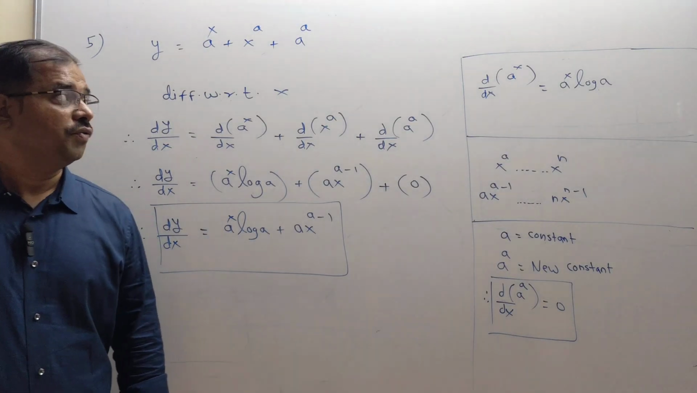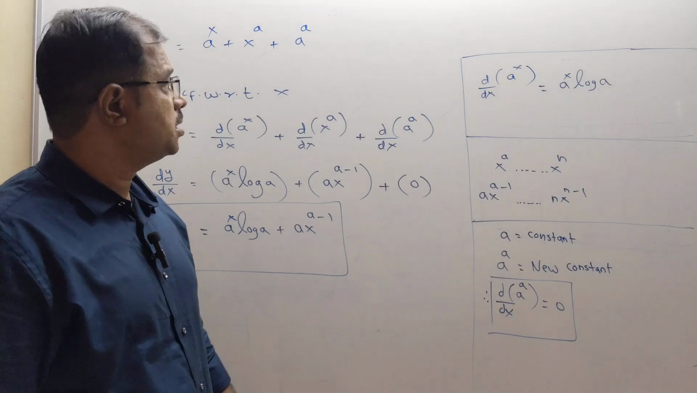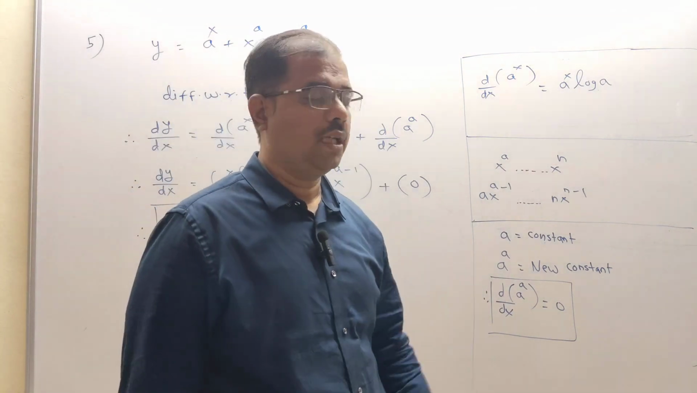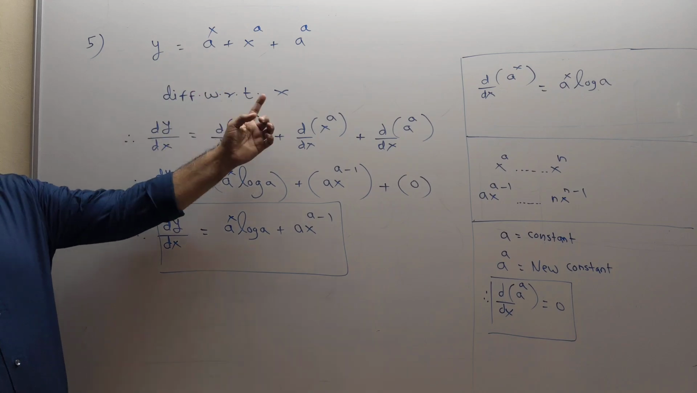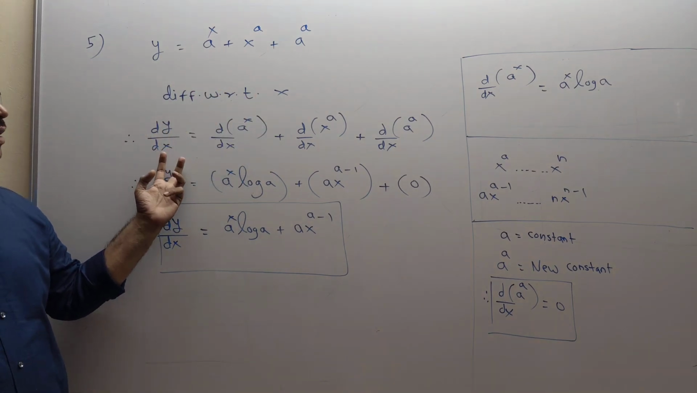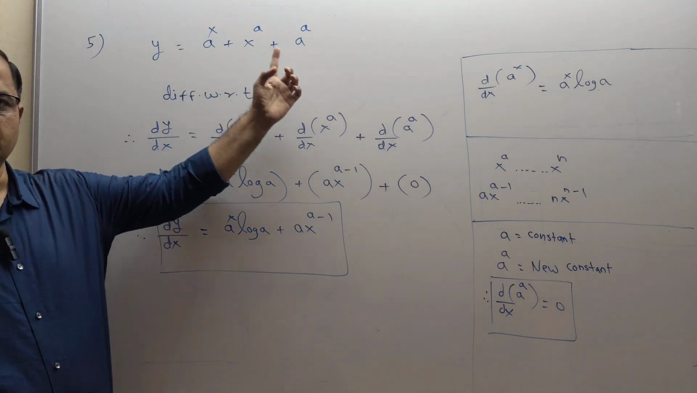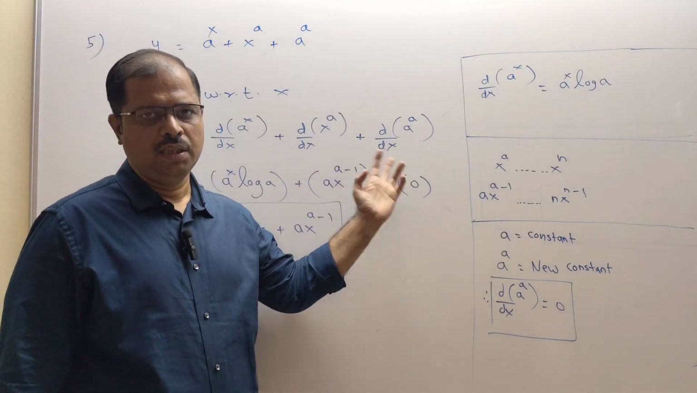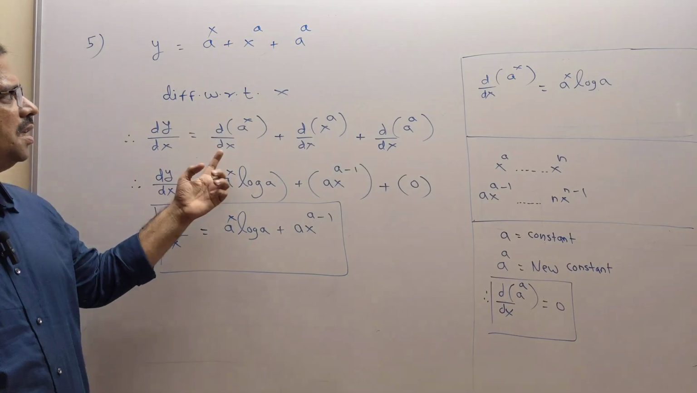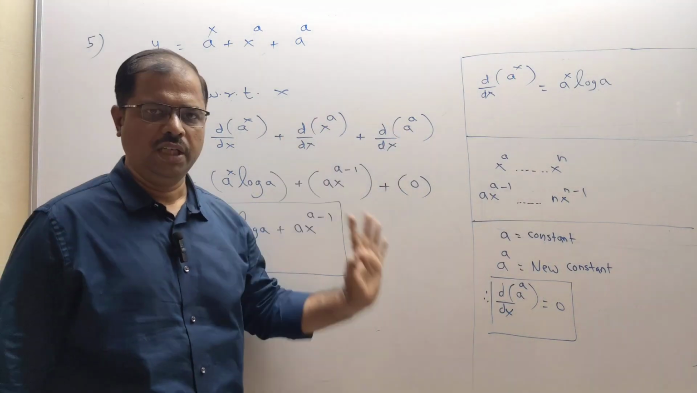Now the fifth problem is a very important problem. y is equal to a raised to x plus x raised to a plus a raised to a. Differentiate with respect to x, derivative of y with respect to x, dy by dx. There is addition between three terms, a raised to x, x raised to a, plus a raised to a. Derivative is separable in this term. Therefore, d by dx of a raised to x plus d by dx of x raised to a plus d by dx of a raised to a.